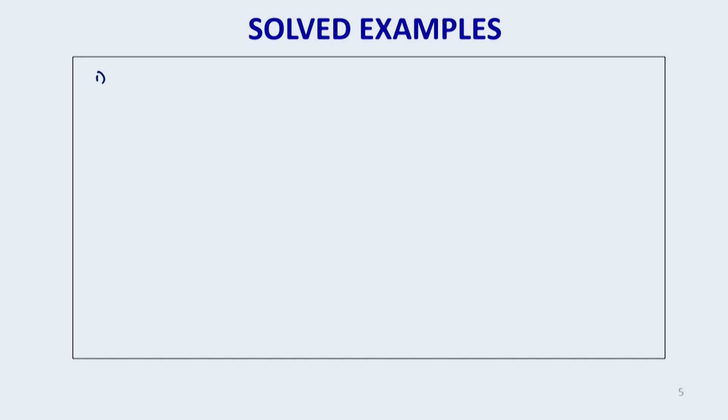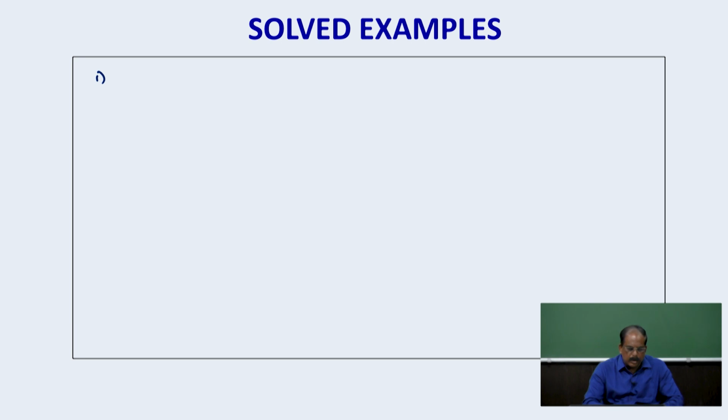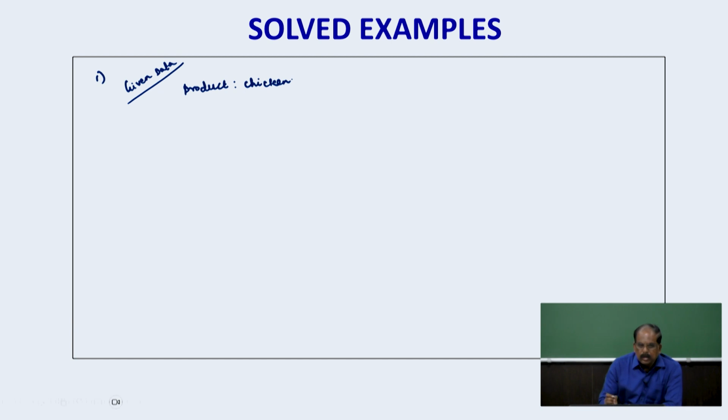Just to recollect, in the previous lecture, towards the end of the lecture, I solved one numerical question pertaining to transmission load, and this particular question is pertaining to product load. So, the given data: the product is chicken. It is a dead product, not a live product. So, there will not be any respiration load.